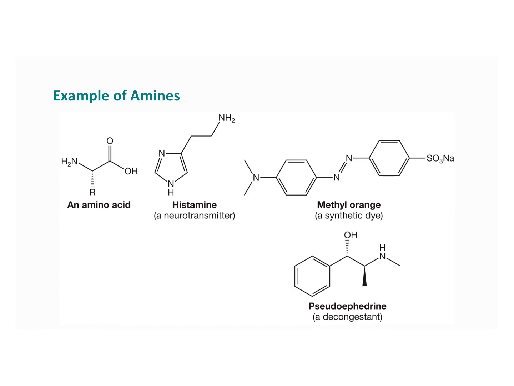The characteristic functional group appears in amino acids as well as neurotransmitters like histamine. The functional group also appears in synthetic dyes like methyl orange, which is shown here. And it's common in pharmaceutical drugs like pseudoephedrine, which is shown here, which is a nasal decongestant that's marketed as Sudafed. So if you've taken Sudafed, that is the medicine that you're taking.